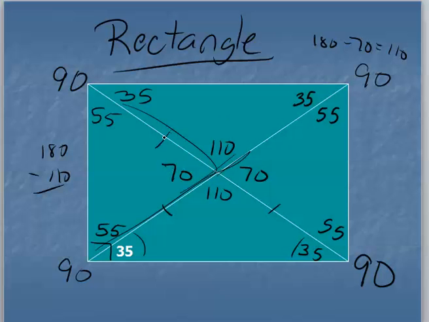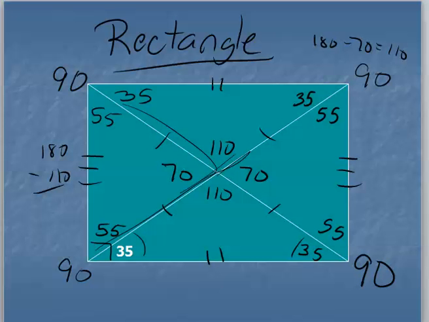I also know that all four little pieces of the diagonals are congruent, because diagonals in a rectangle are congruent and they still bisect. I know that my opposite sides are congruent. And then if you check, your diagonals form two large congruent triangles.